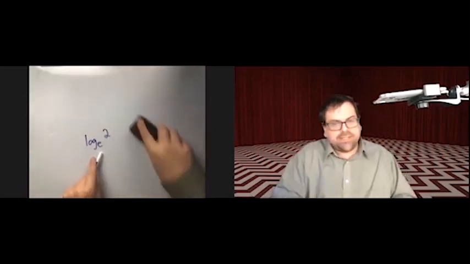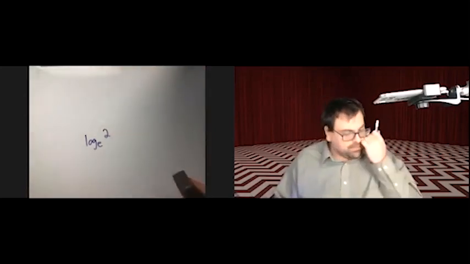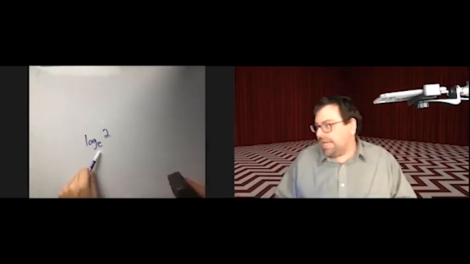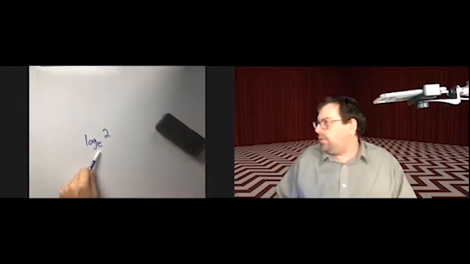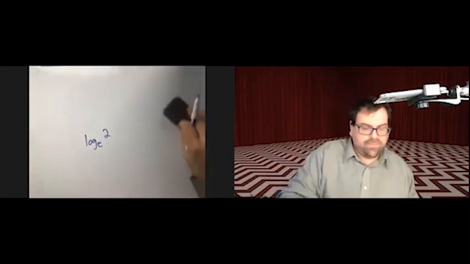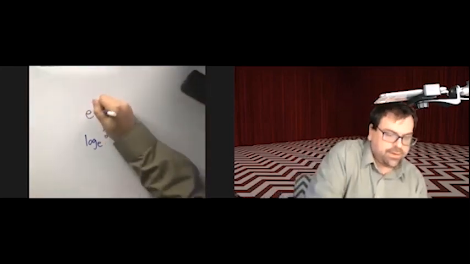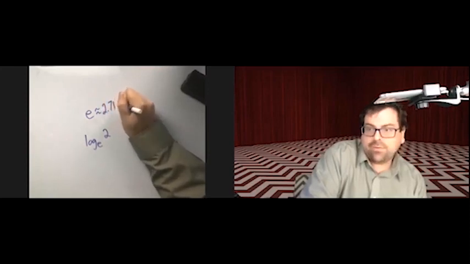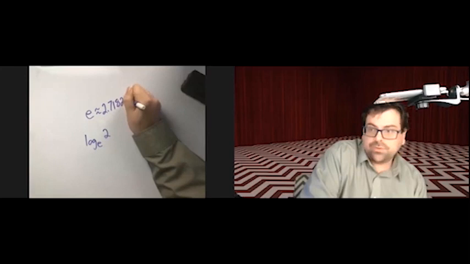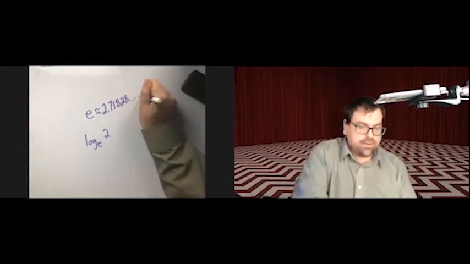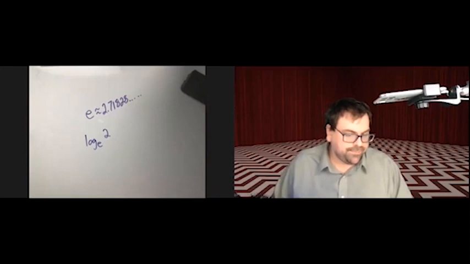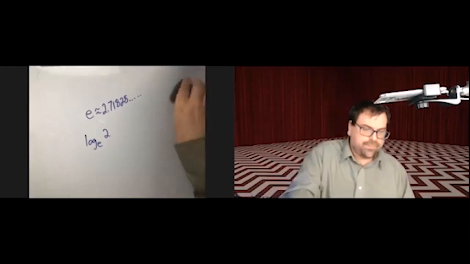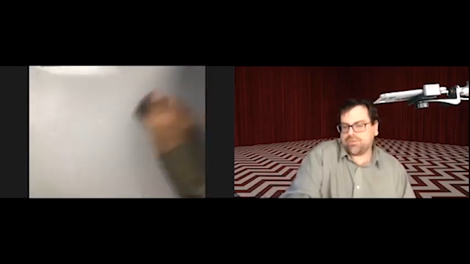And e is a special constant that's used in financial problems, continuous interest. E has a value of approximately 2.71828. And it goes on and on. So base e logarithms are natural logs, ln.